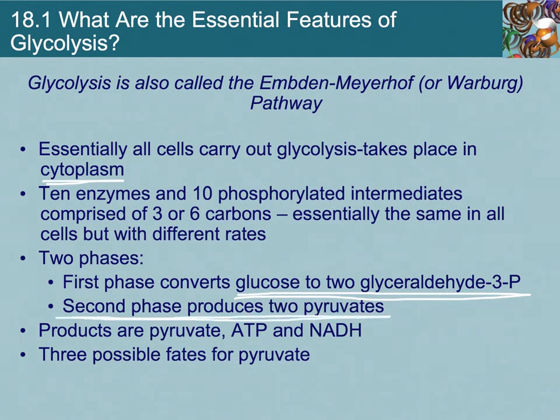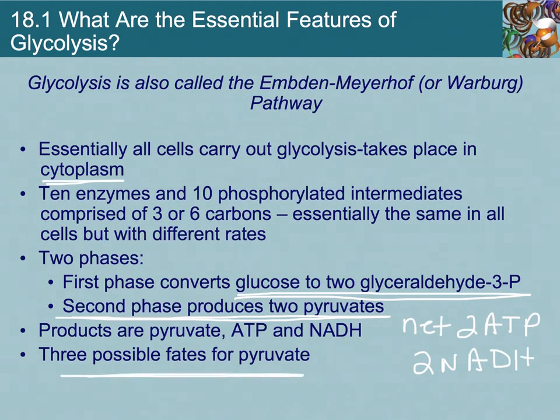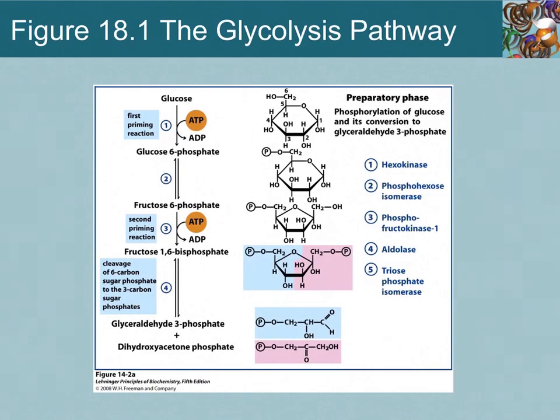We're going to net 2 ATPs and also make 2 NADHs. There are 3 possible fates for pyruvate, and I'll go through them pretty quickly, and we'll explore them in more detail in another lecture. Okay, so first let's look at the first phase of glycolysis.